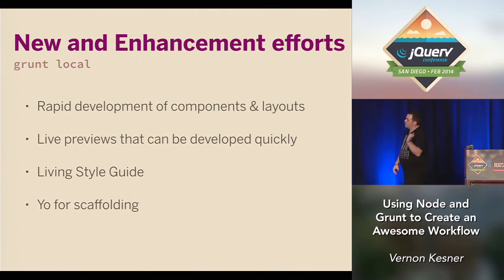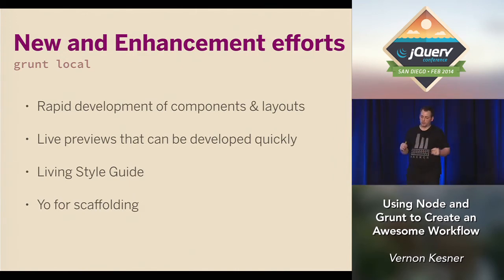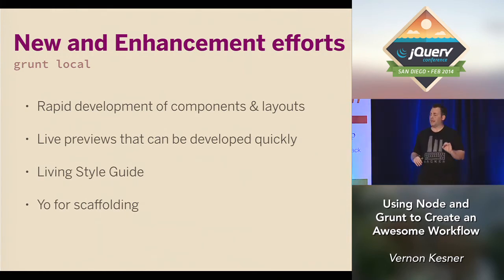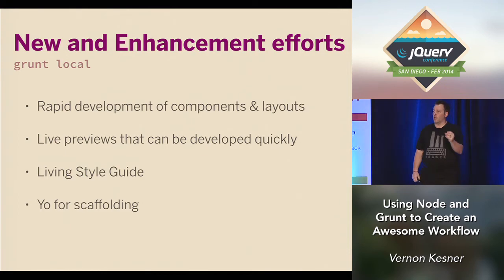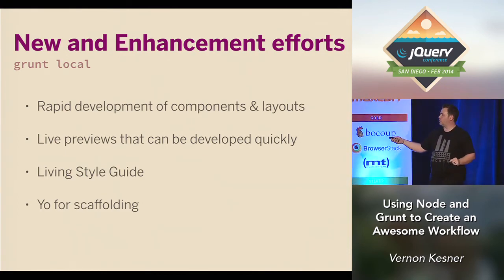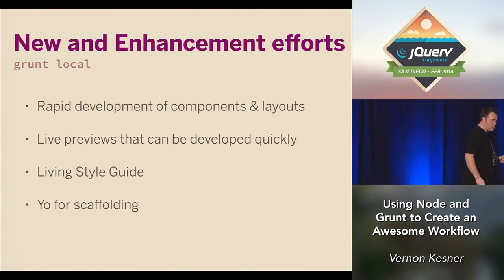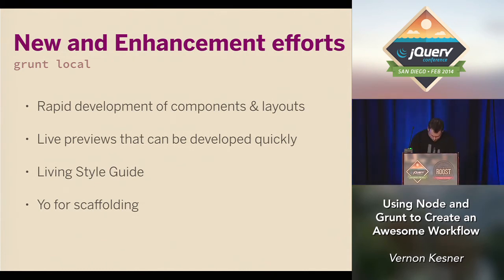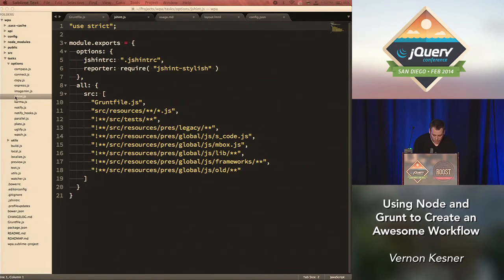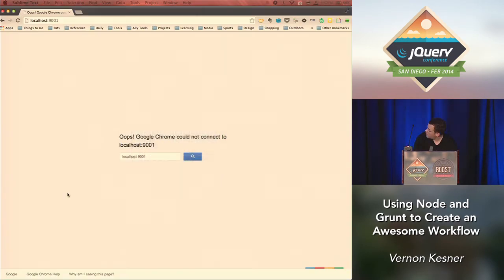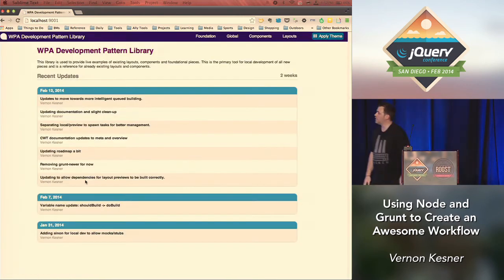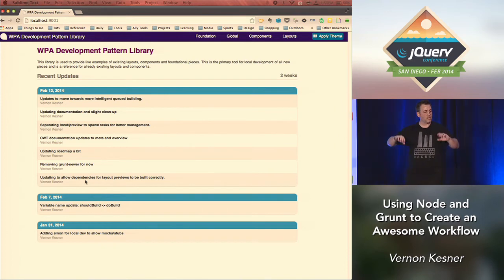So this second one is the cool one that I really like, because it's all about new stuff. It's all about creation. This is our local task. What it allows us to do is rapidly develop layouts and components. It allows us to do live previews, so examples of things that you're creating quickly, and it generates our living style guide. We're also using Yo for scaffolding. We've got a couple of custom generators to scaffold out a couple of things. But real quick, you can't see my terminal because it's over here, but I'm just going to run grunt local. What grunt local does is spin up an Express server and set up a watcher, so our files are being watched, and I've got this Express server.